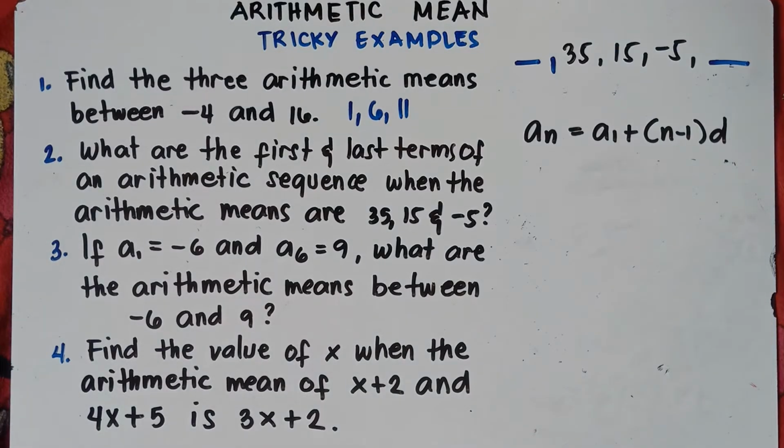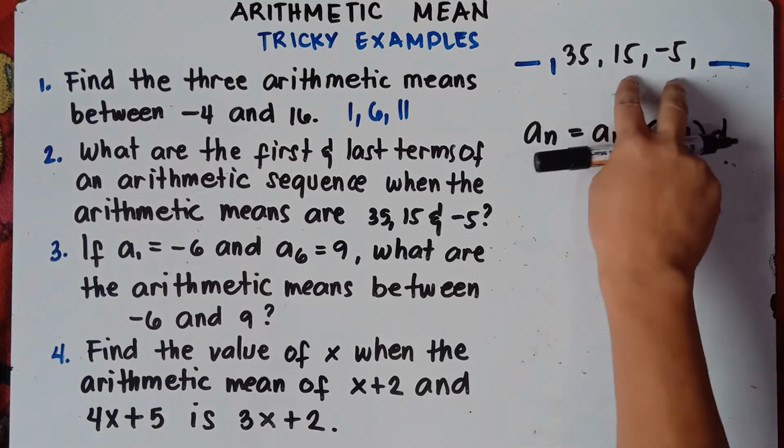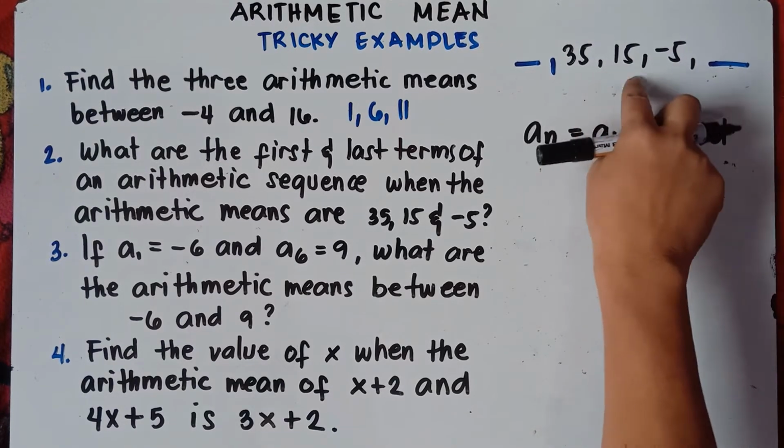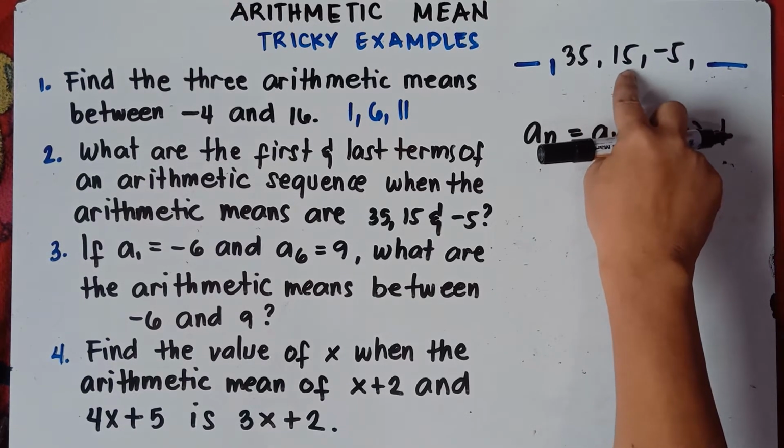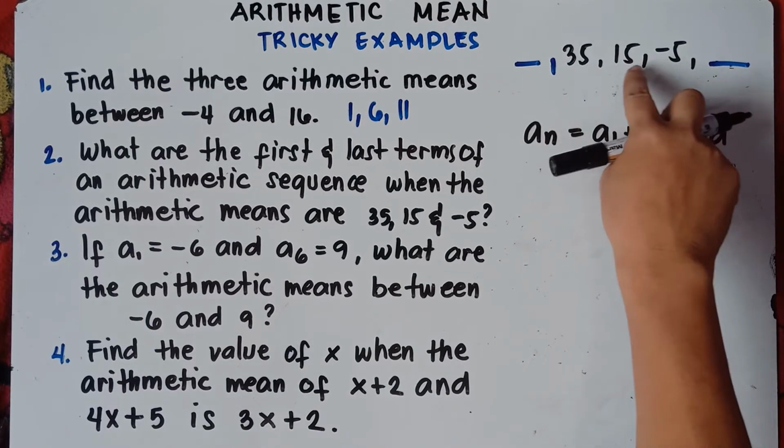Alright, this will be easy, class, because we already know the pattern. Going to the right, we add the common difference. Going to the left, we subtract the common difference. So we have consecutive terms, so we can get the common difference. Simply subtract, 15, the third term minus the second term, and we also check the fourth term minus the third term.